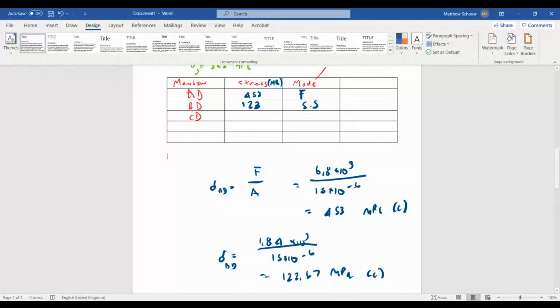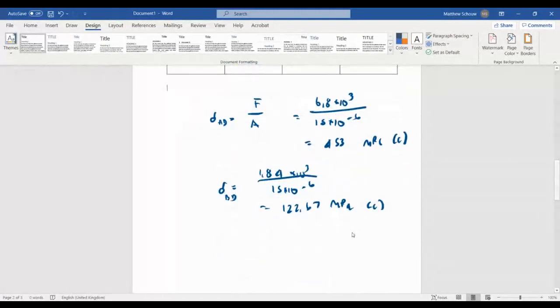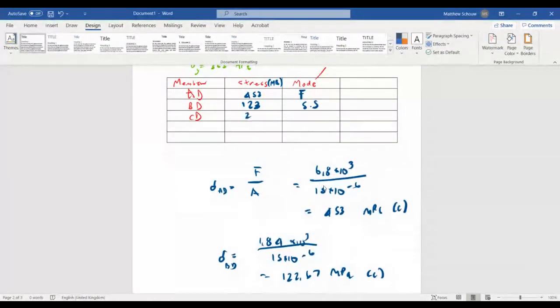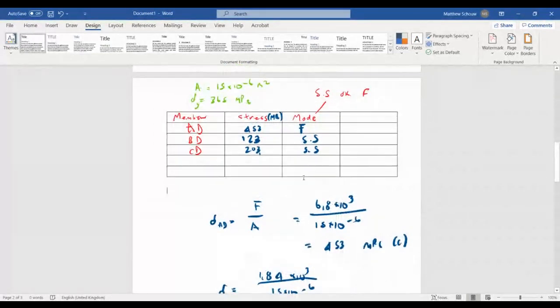Someone give me CD. CD might be interesting. I'm not exactly sure where that's going to fall in. 3.45 divided by 15. 3 marks, guys. 3 marks. 203, comma 3 recurring. So it's megapascals. Perfect. It's also compressive, and that's well below the yield, so it's structurally sound.